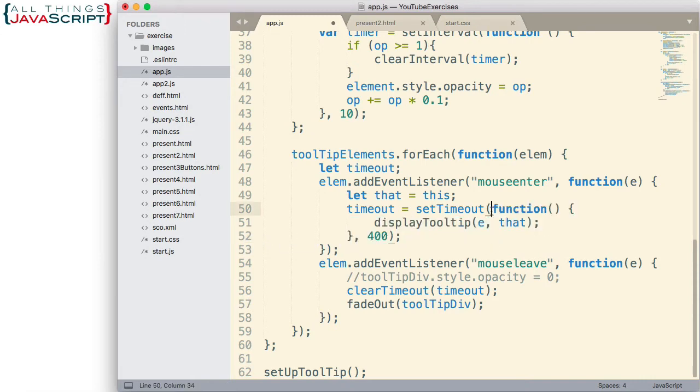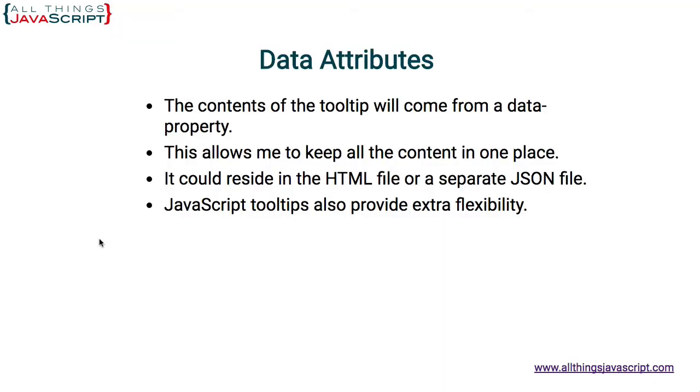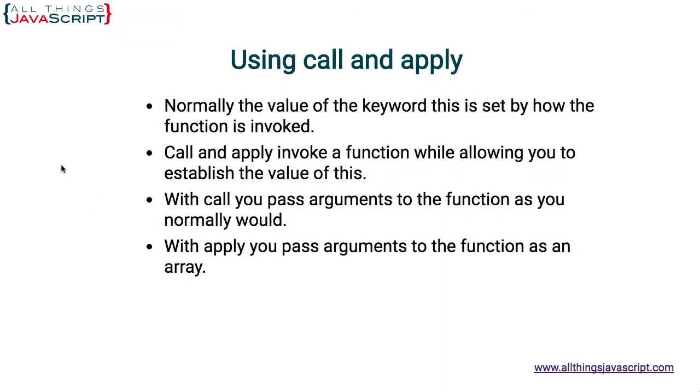So instead of it simply being called as a result of the set timeout feature's time expiring, we're going to call it or invoke it using the call method. Now, before we do that, let's just give a quick overview of call and apply. As I mentioned, normally the value of the keyword this is set by how the function is invoked. Call and apply invoke a function while allowing you to establish the value of this. So you get to decide what the value of this is. That is the advantage of call and apply.